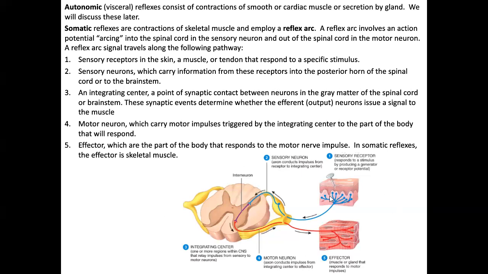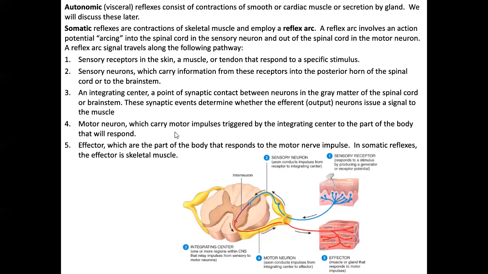Okay. Now we'll see a similar illustration at the end of the lecture with regard to autonomic reflexes, except a big difference is the effectors for autonomic will not be skeletal muscle, but instead will be cardiac muscle, smooth muscle, and glands. And in the case of most autonomic reflexes, it's not the spinal cord that's going to be doing the processing or the integrating. It's going to be up in the brainstem. Okay. So we'll get to that.